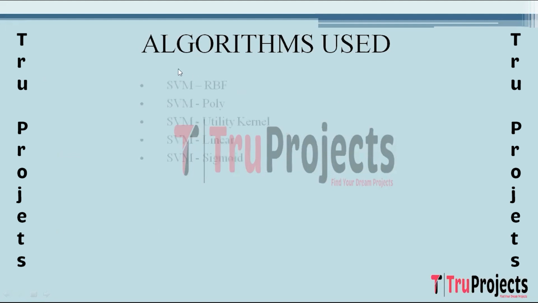Now we'll understand about the algorithms used. So first we have built support vector machines, that is SVMs. So SVMs are pivotal in our breast cancer survival prediction project. Leveraging SVM kernels like radial basis function, that is RBF, polynomial, utility kernel, linear and sigmoid, these models find optimal hyperplanes to separate data into classes.